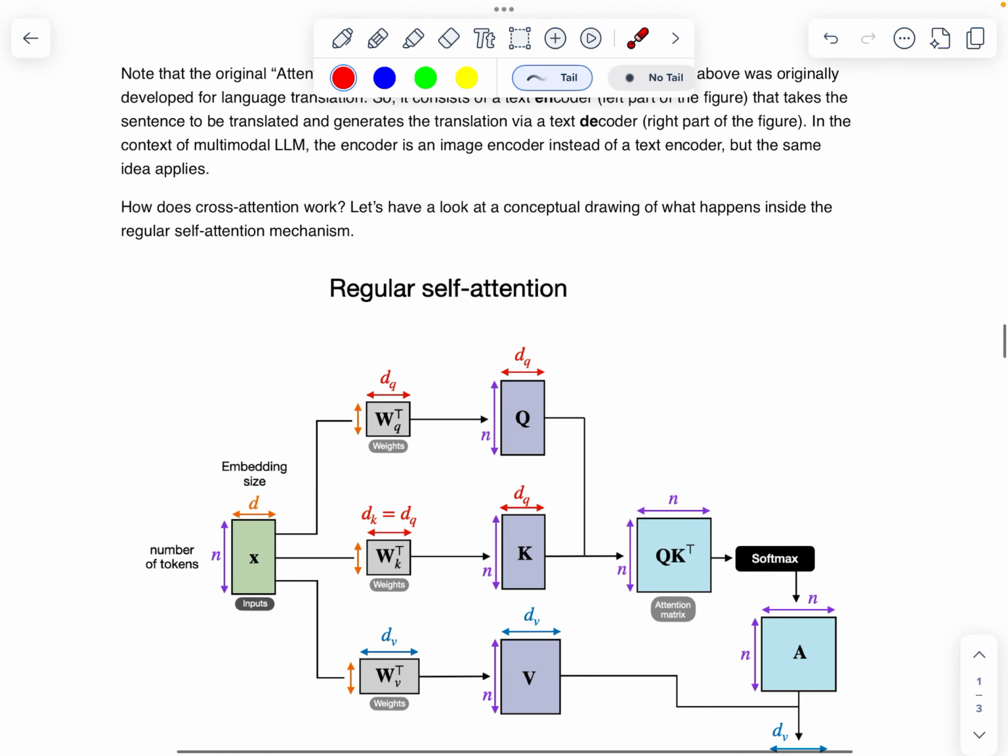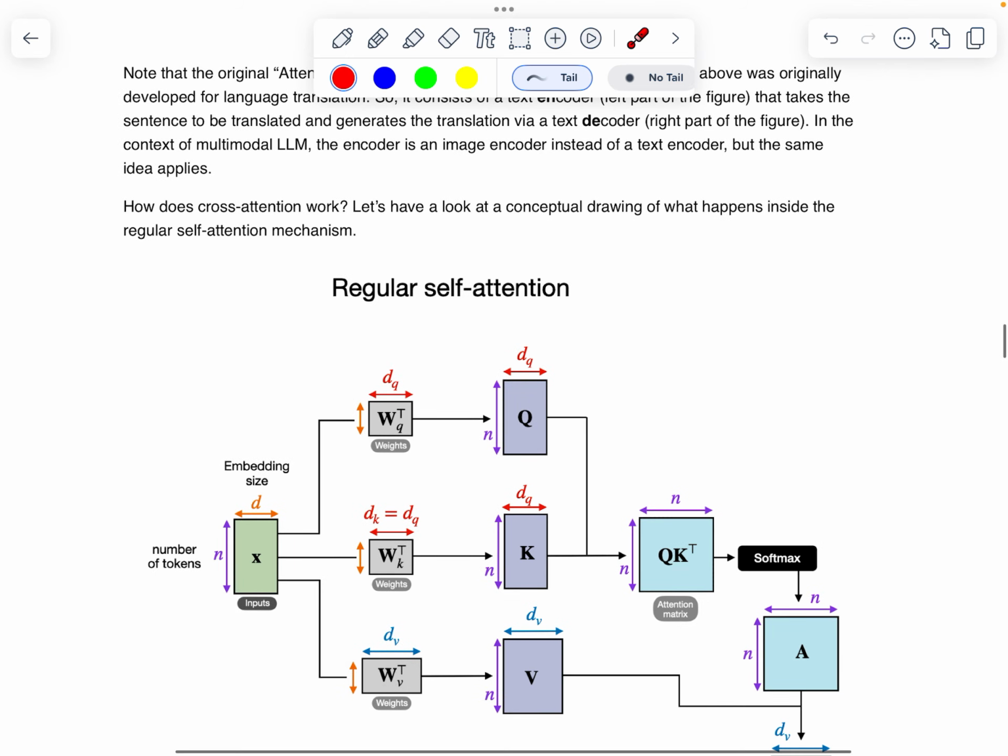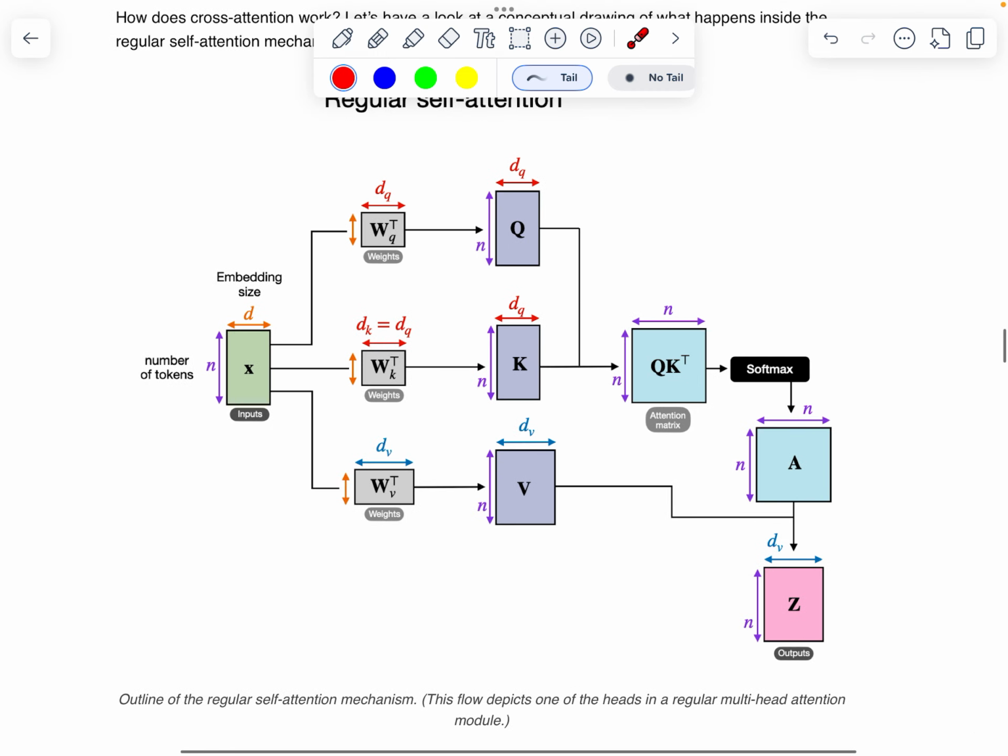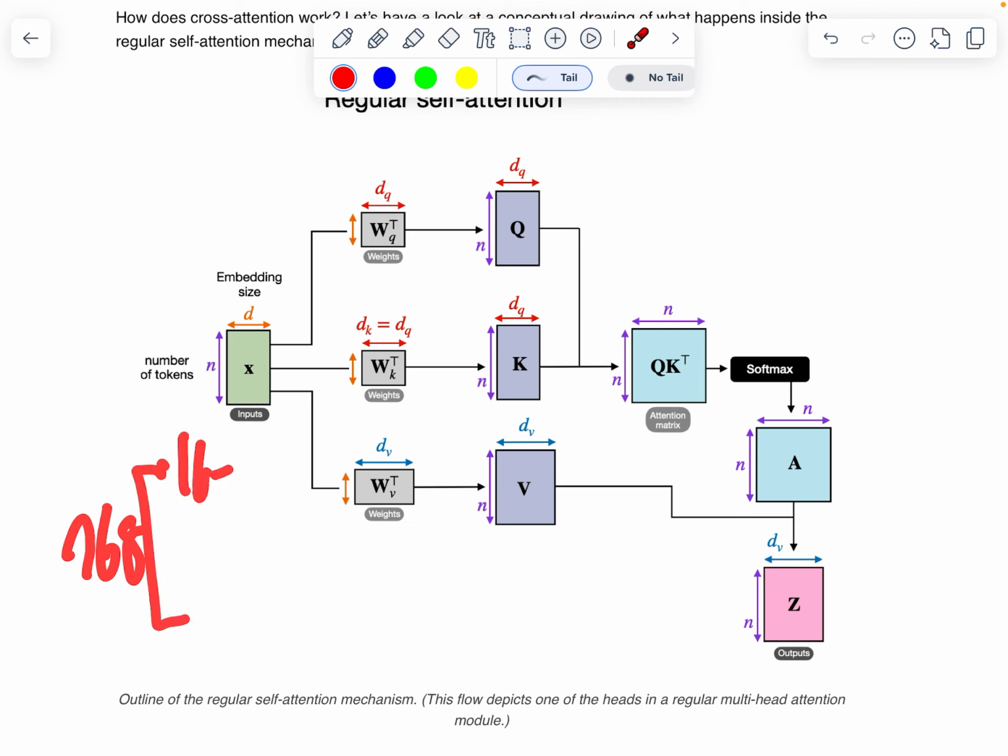So let's say this is method A. This basically means the number of tokens and then the embedding size, but what's going on here is you concatenated them. Let's say the embedding size would be 768, and then the number of tokens would be 16 plus 716, let's say.